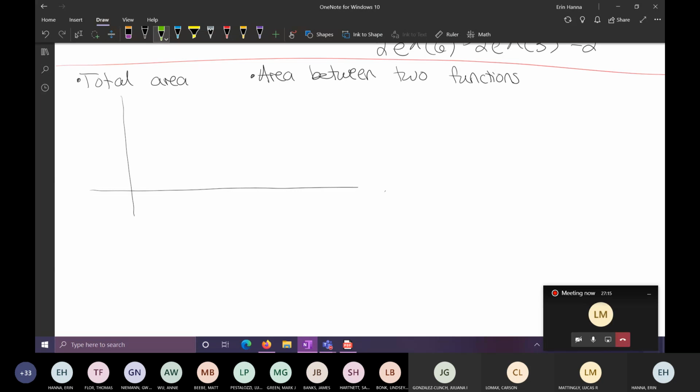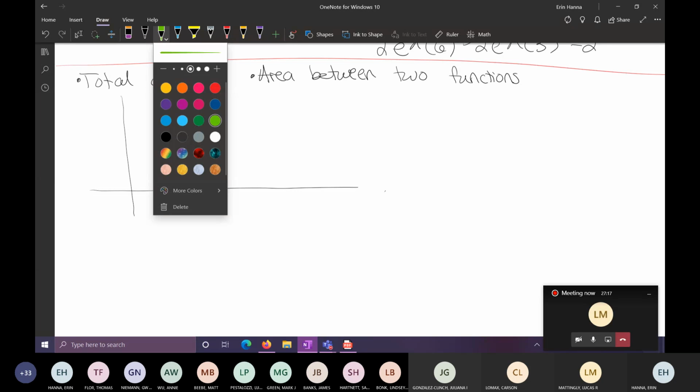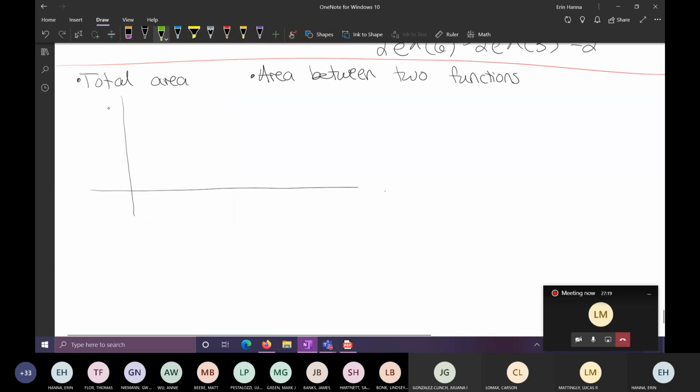And let me do colors here. So say we have some function f of x, and say we have some function g of x.